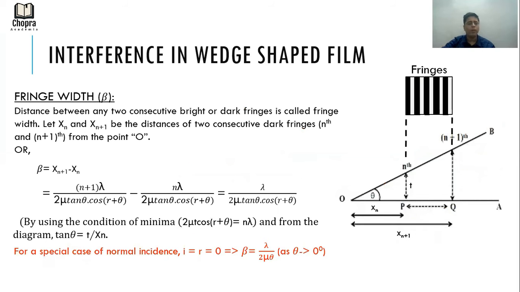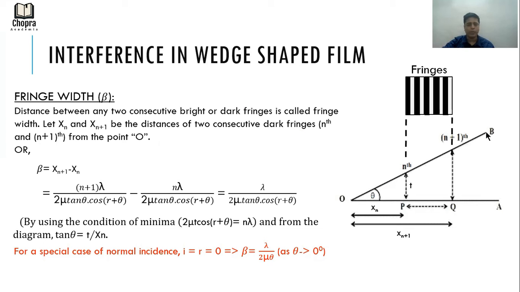Now another important point is, because we have to know what the fringe width is. Fringe width is a very important parameter you have even studied in Young's double slit experiment. So what is fringe width exactly? It is the distance between any two consecutive bright or dark fringes, and in this case of the wedge shaped film, we would determine the fringe width.